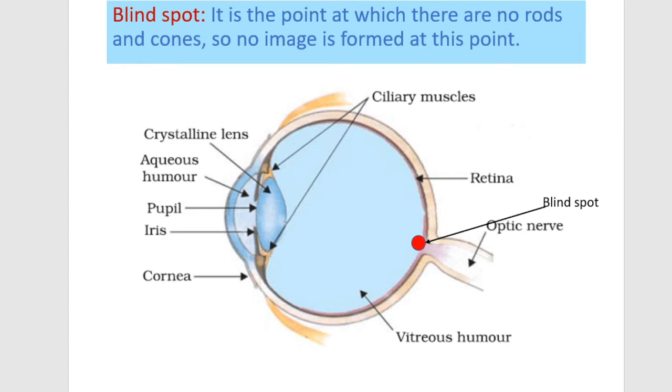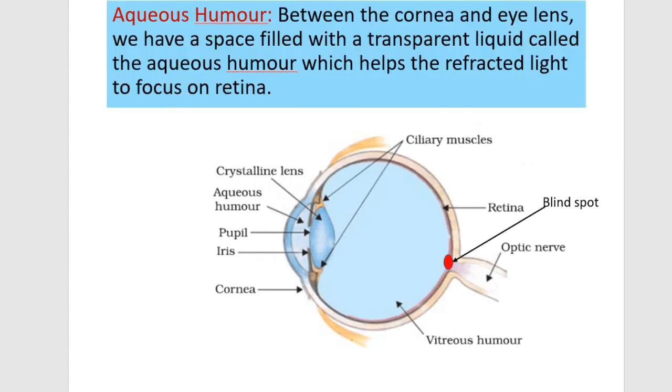Now next we're going to talk about the aqueous humor. What is aqueous humor? It is a transparent liquid which exists between the cornea, which is the first layer of the human eye, and the lens. You see this space here; that space is known as your aqueous humor. It is a transparent liquid material. Any light ray which enters from outside undergoes its first refraction at the cornea.